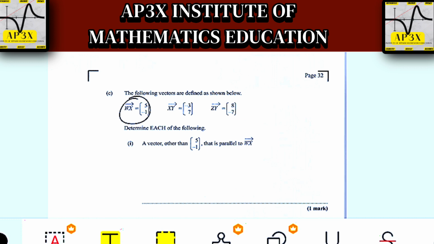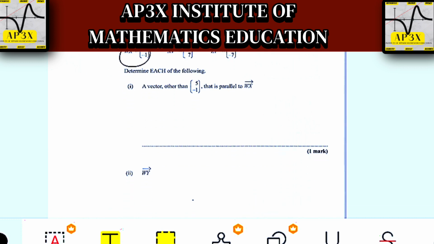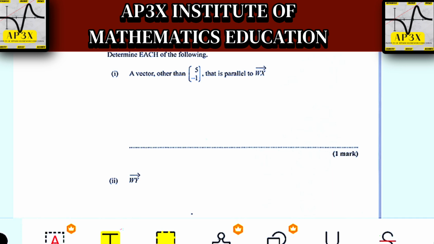So it says that we should determine each of the following. We need a vector other than 5, negative 1 that is parallel to WX. All right, so let's see then, how do we approach this question? I like to make a sketch. That's what I prefer doing.